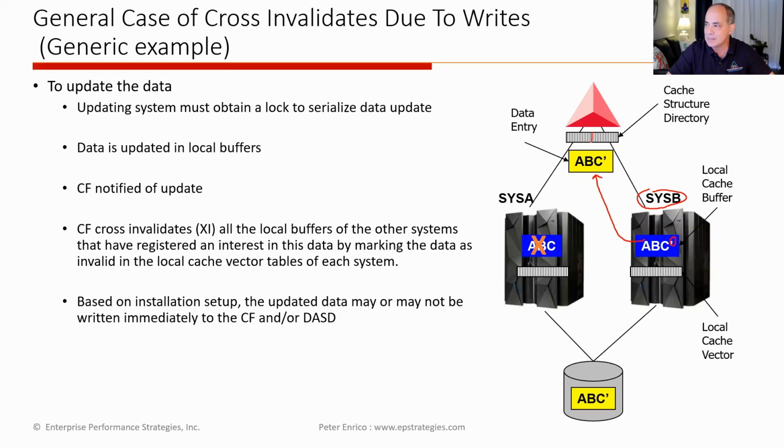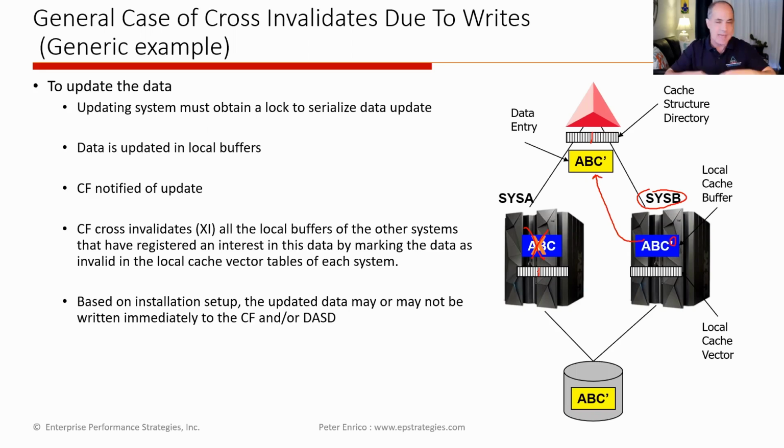But what's going to happen is it's going to look at the directory and say, oh, look, system A also has interest in the data. So what I'm going to do is invalidate the data in the group buffer pool. I'm going to invalidate the data in the local buffer. It's also updating this vector table that exists in the hardware area of memory for system A. And what it's doing with this vector table is telling system A, your data is invalid. Okay, your data is invalid. If system A never looks at the data again, who cares? It has an invalid version of the data.